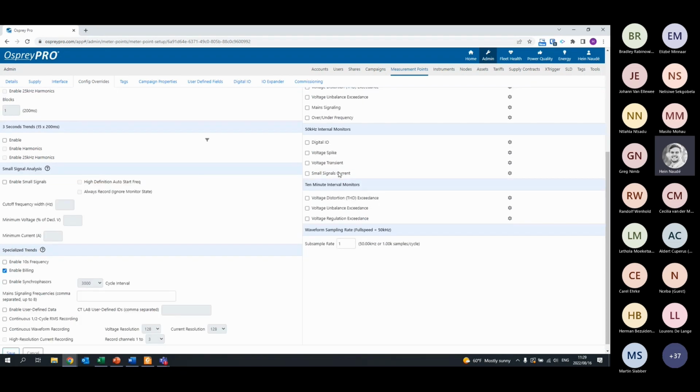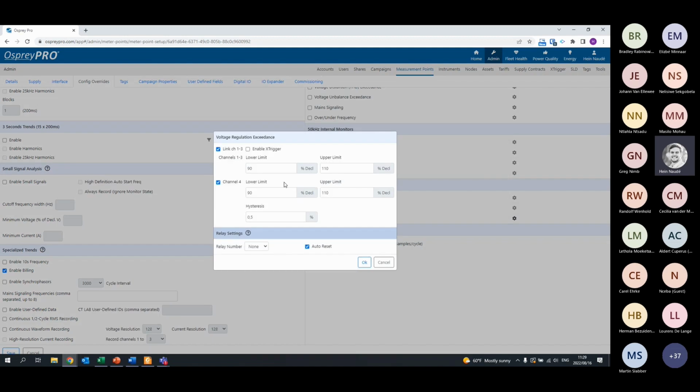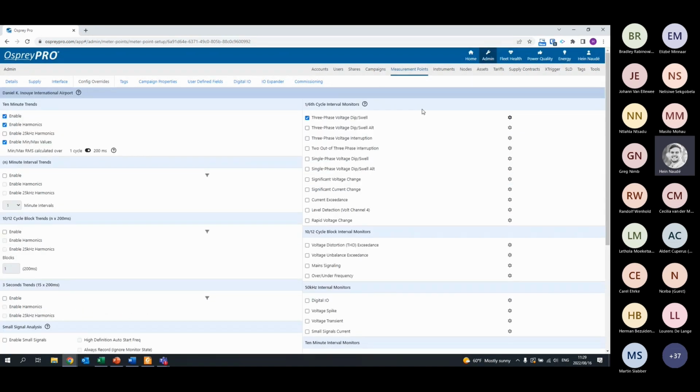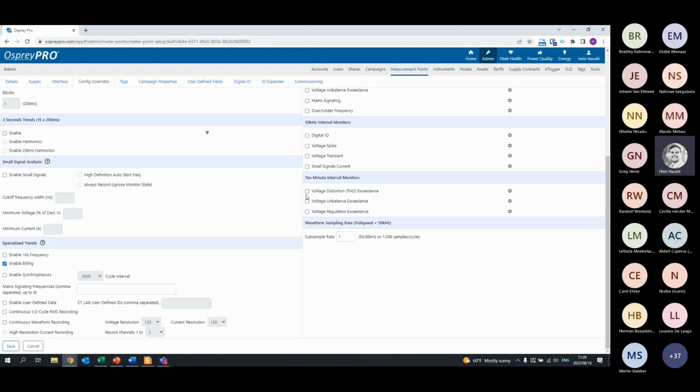Now, what Herman is speaking about is this voltage unbalance exceedance. This is a 10-minute interval, so it will only trigger an exceedance, and then if it's attached to a relay, when the next 10-minute value, so after 10 minutes, that regulation or unbalance or distortion changes or is above the threshold. So if we enable the voltage regulation exceedance limit here, this is something totally different compared to a dip and swell. This is a transient, this is an event, a disturbance. This is standard or stable, in stable operating conditions.